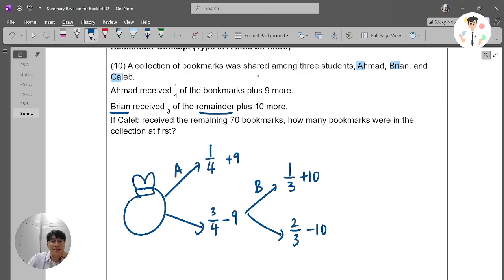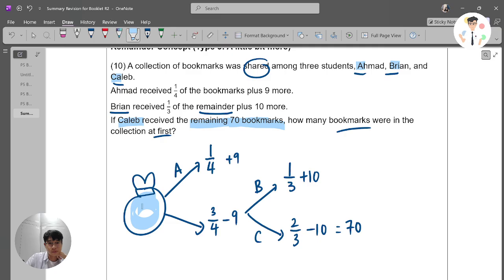And of course, since I'm sharing this with A and B and C, A already has, B already has, and this is what I left for C. Now the question here says what? If C is receiving 70, the remaining 70, which means that this is actually equal to what? 70. Now how many bookmarks were there at first? Means that I'm looking for this part. And as you know, you are supposed to walk backwards. Again, I start from where? 70. Then I'll just move backwards following this route.